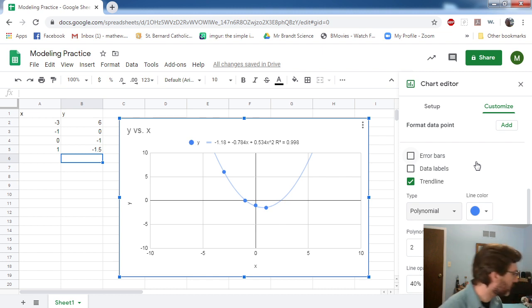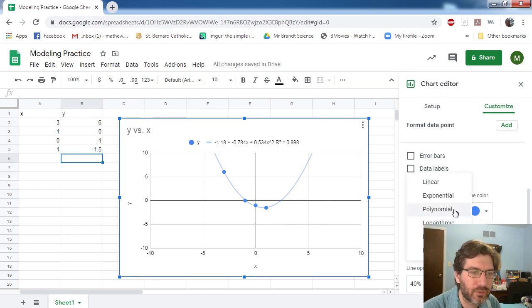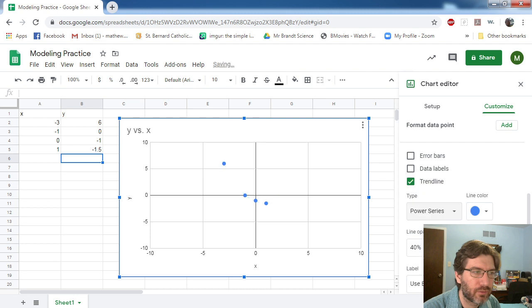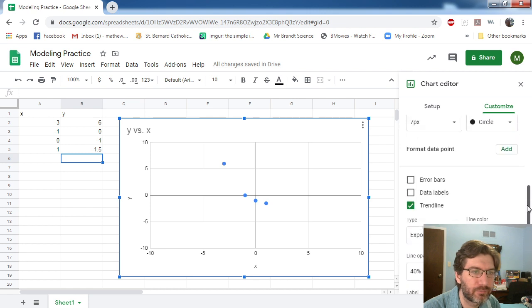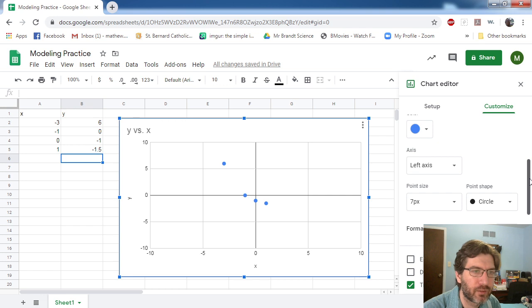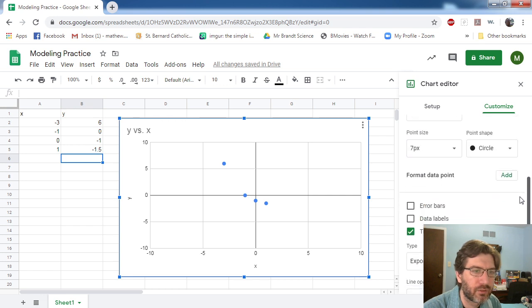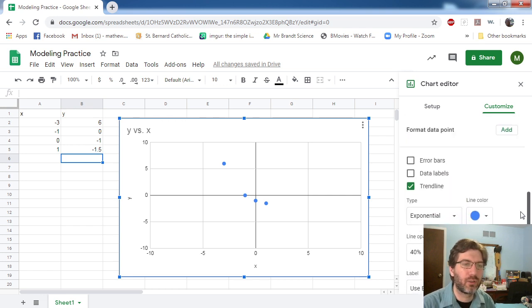Yeah, your book does want this to be exponential. I've got to play around with Google Sheets to figure out how to get the exponential curve going that way. I'm not sure if it likes that. I think a power series is going to be it. So I'm not sure how well that's going to fit.